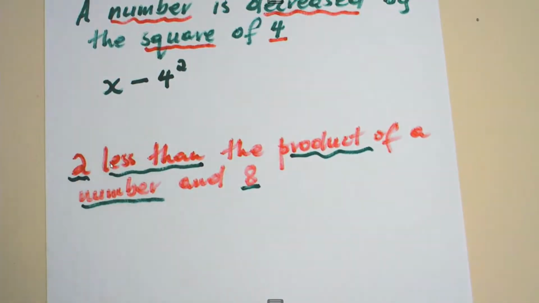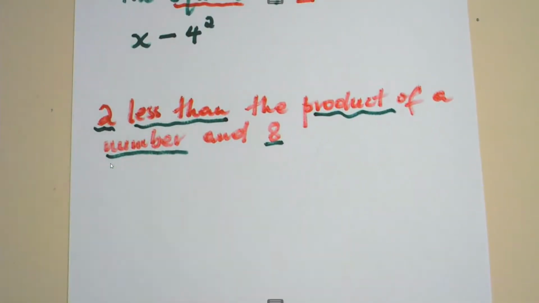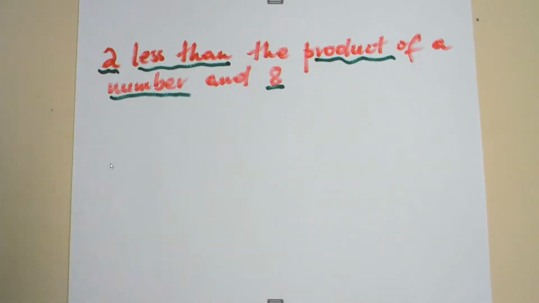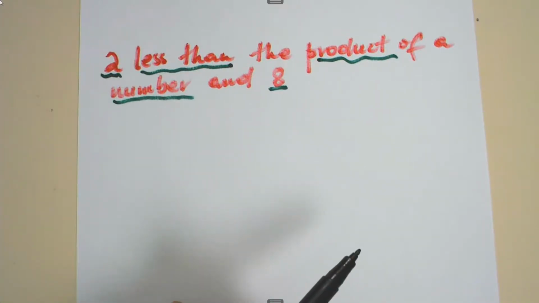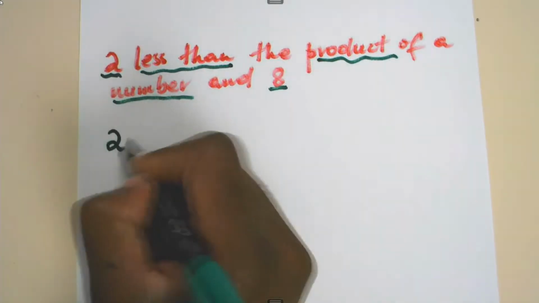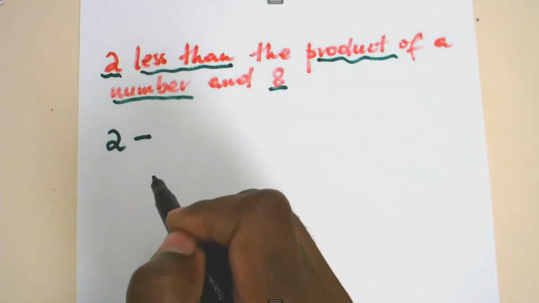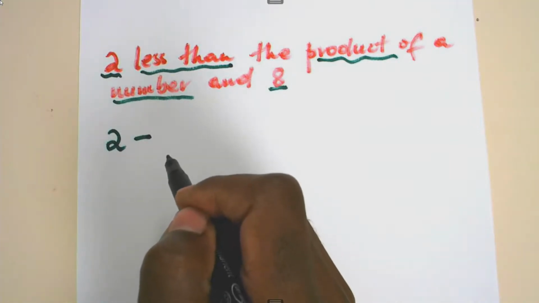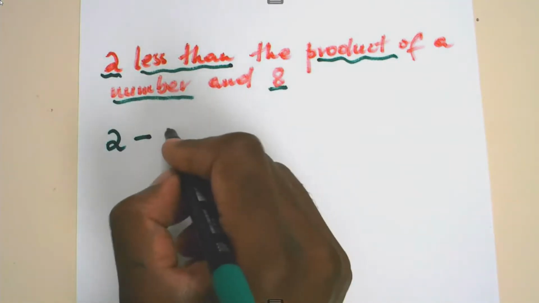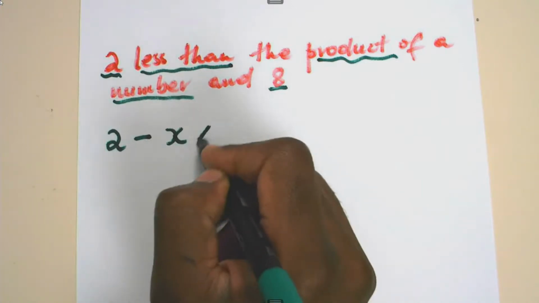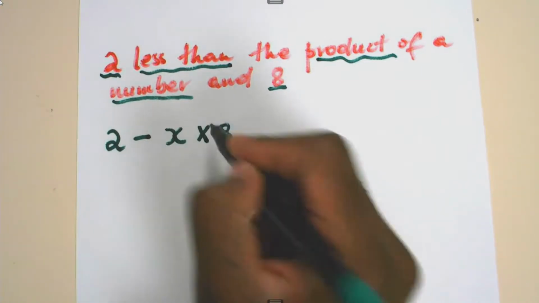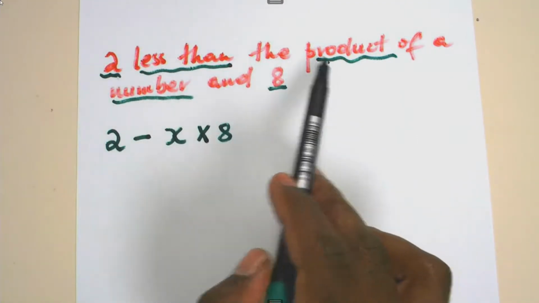Can you see I highlight things that I'm going to use, guys, to make my work simpler? When we highlight the things that we're going to use, we automatically make our work easier. Now, 2 is a number. Less than. So let us start. It's going to be 2. The words less than mean minus the product of a number. A number is what? A variable. And 8.